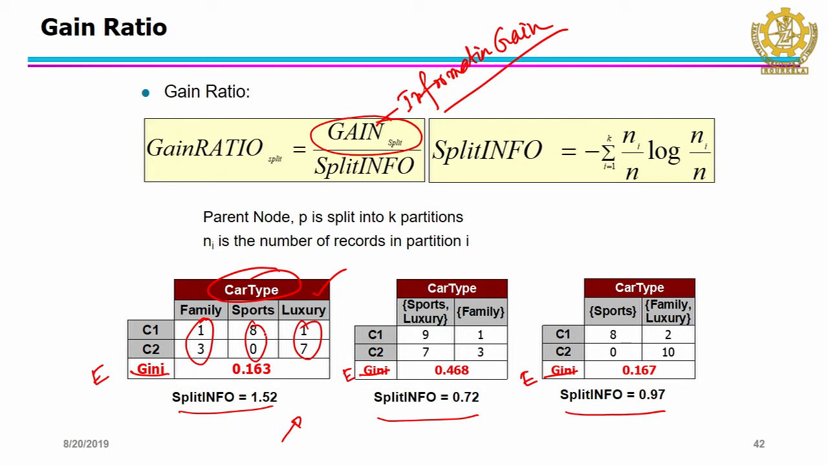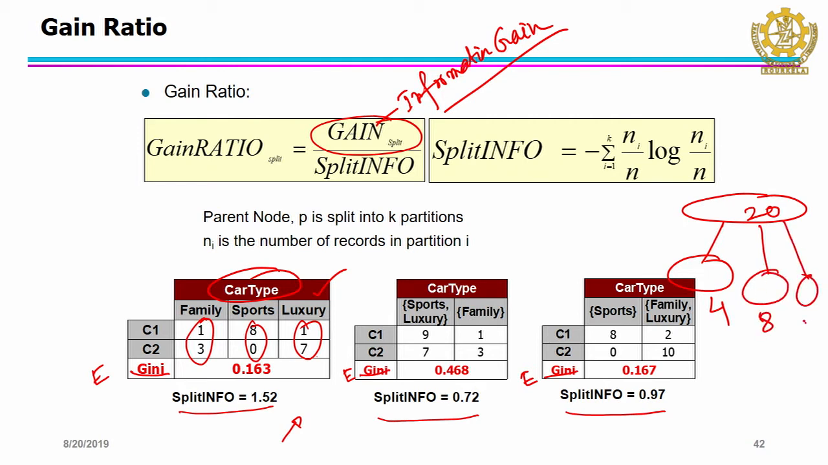So, this is 4 plus 8, 12, 12 plus 8, 20. So, at the node there are 20 objects. And then at this node you have 4, this node you have 8, and this node you have 8. So, then what will be the split info?